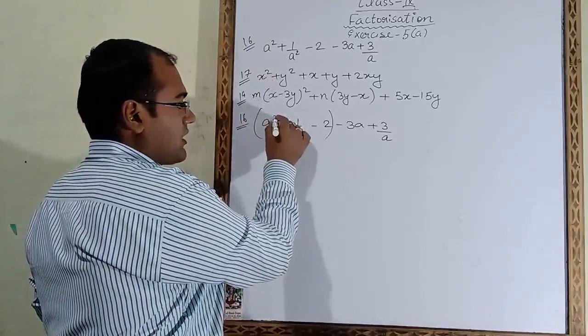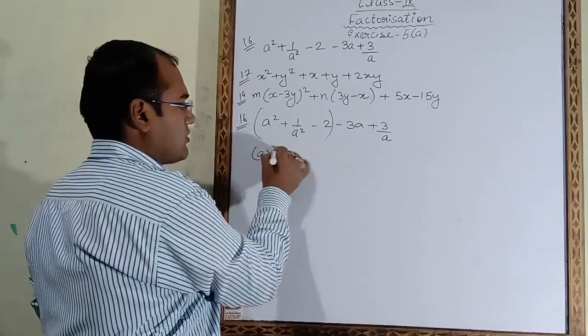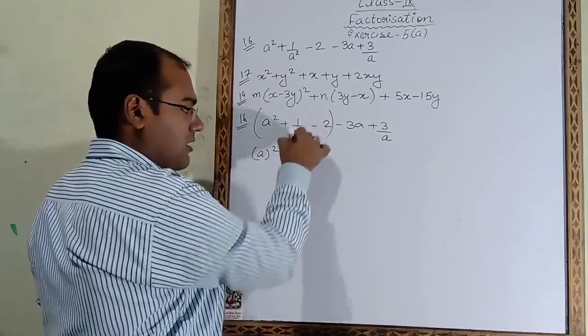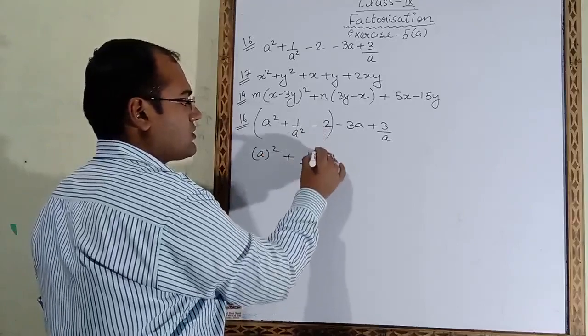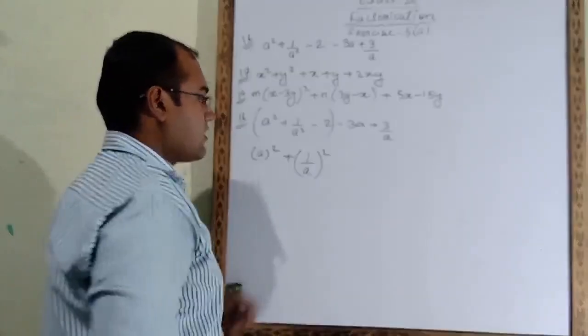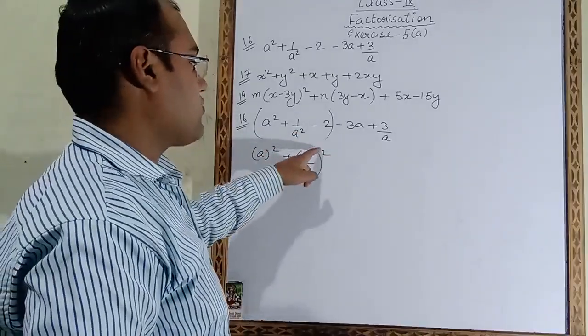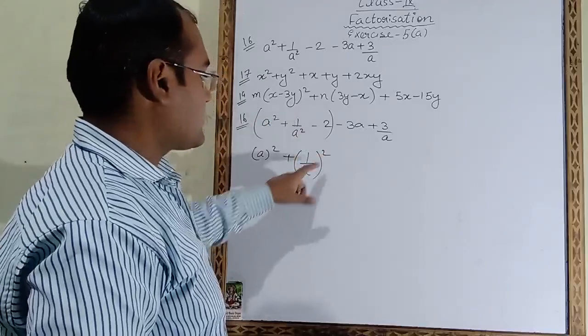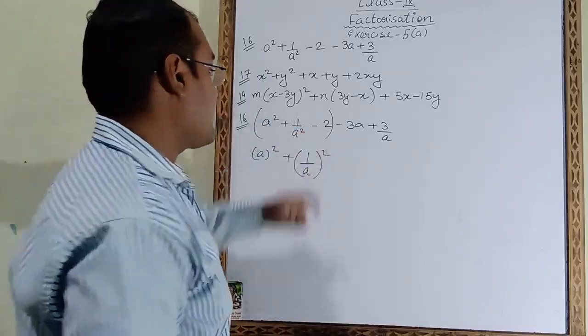This is a square, we can write it as a whole square of a. This is 1 upon a square, we can write it as a whole square of 1 upon a, meaning will be same. 1 square will be 1, a square will be a square. Now after that, what is written?